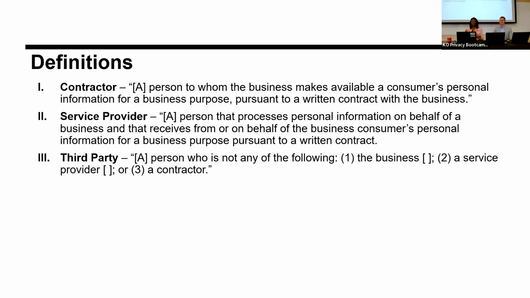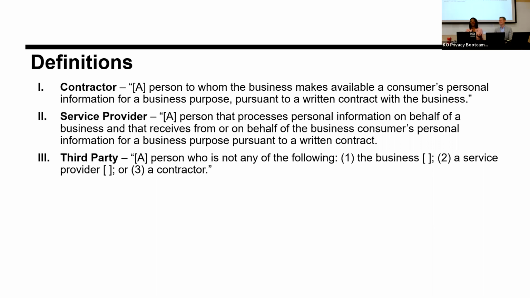So before we get into the specific provisions, I just want to talk about some of the definitions that are specific to California. And I want to start with contractor and service provider. A contractor is a person to whom the business makes available a customer's personal information for a business purpose pursuant to a written contract with the business. A service provider is a person that processes personal information on behalf of a business and that receives from or on behalf of the business consumer personal information for a business purpose pursuant to a written contract. If you're listening to those two and thinking, she just read the same thing, the technical difference is very small and the practical difference is non-existent.